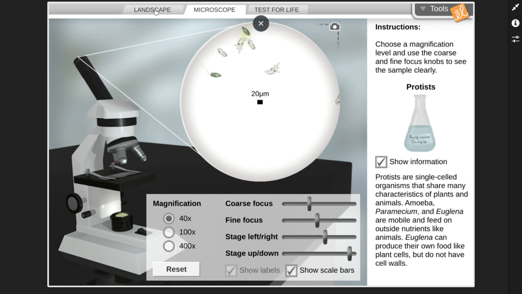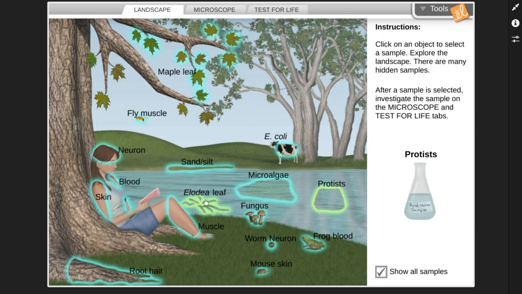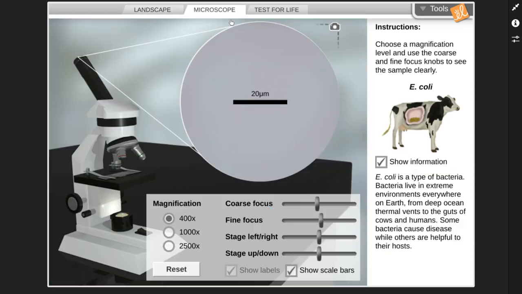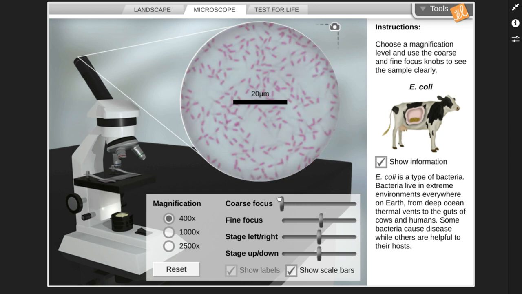The last step on part C is going to be looking at E. coli, which is a bacteria, and taking a look at those. We saw those in one of the previous sections. And you can see when I move my coarse focus, it's moving the microscope stage up and down. That's bringing that into a clearer focus.